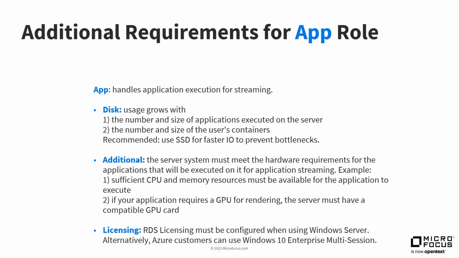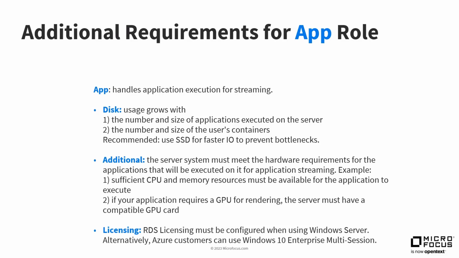The application role handles the application execution for streaming. This includes any of the running cloud launch modes. The disk usage grows with the number and size of applications executed on the server, as well as the number and size of the user's containers. It's generally recommended to use an SSD for faster I/O to prevent bottlenecks. In addition, the server system must meet the hardware requirements for the applications. That means there must be sufficient processor and memory resources for the application to execute, and it must handle the number of users that are executing at the same time.